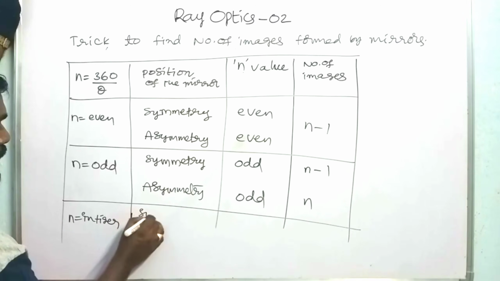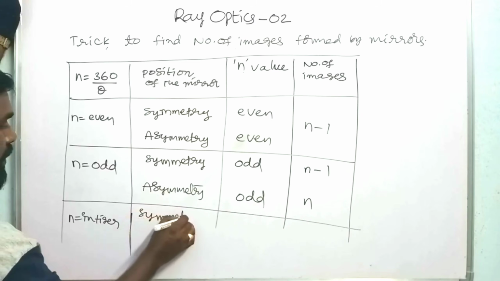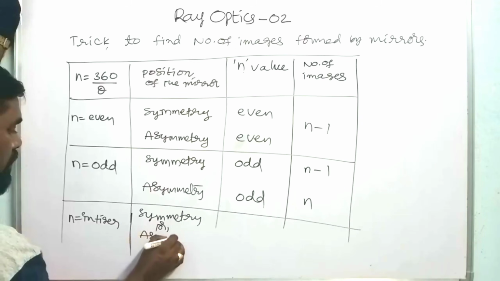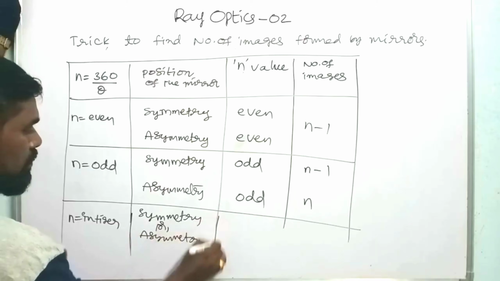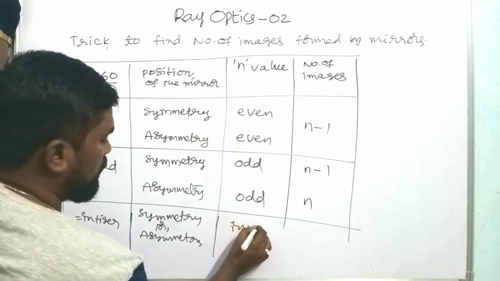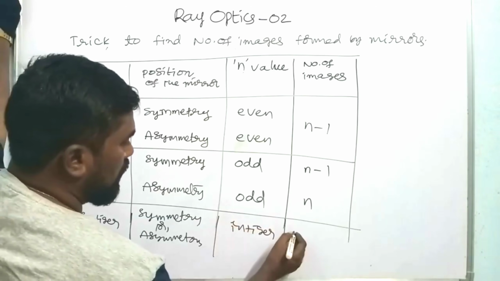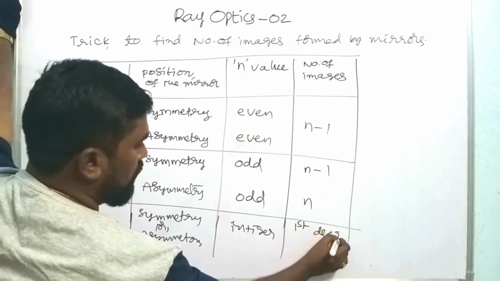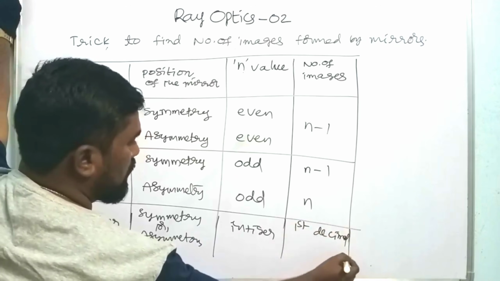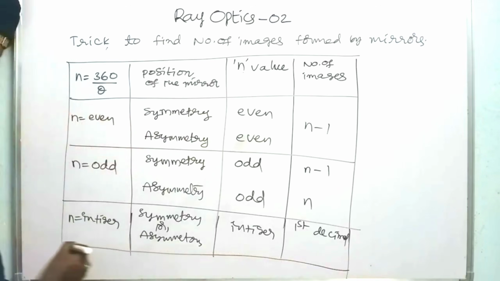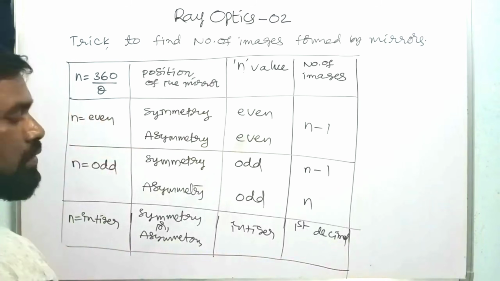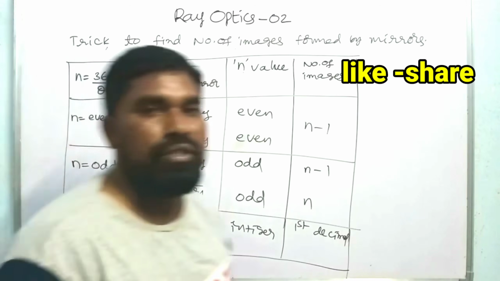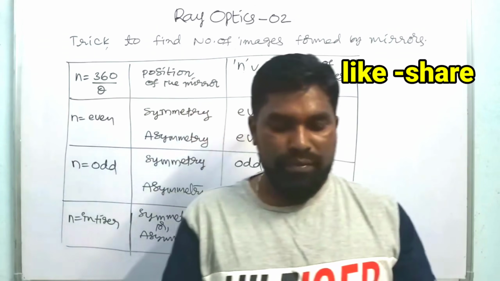It is symmetry or asymmetry. This is integer. Then the number of images is the first decimal. That is the decimal point. Okay, so this is the method you have to recognize the number of images formed by the two plane mirrors.